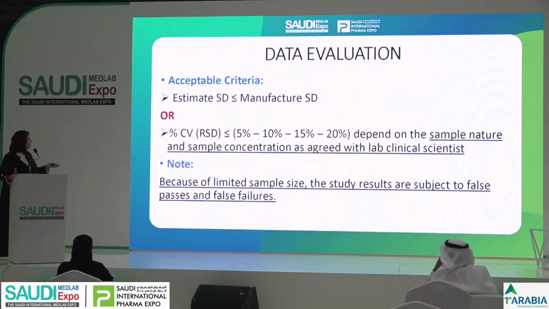Because of the limit of sample size, the study results are subject to false passes and false failures. Bear in mind always, my sample size will affect my end result. If I run 20 readings, it doesn't mean my study is passed correctly 100%. No, it's a confidence of 95% that I am correct, 5% that I might not be correct because of a lot of variations. And the most important thing is the sample size. Every time I use a bigger sample size, that means my study is more precise, more reliable, and reflective.